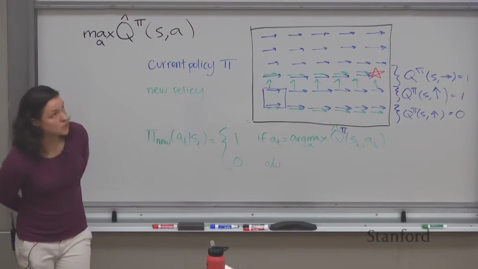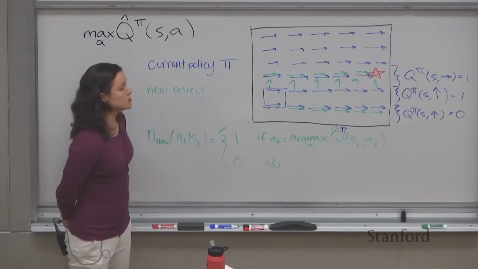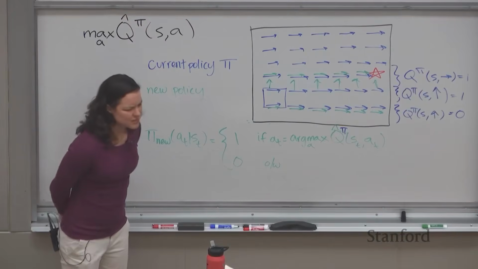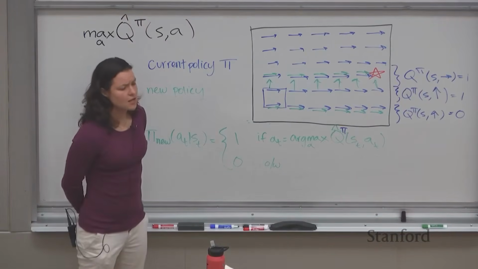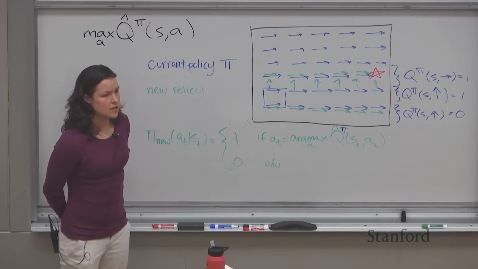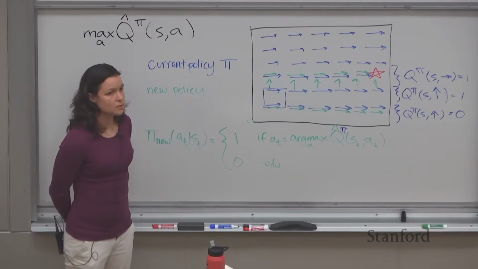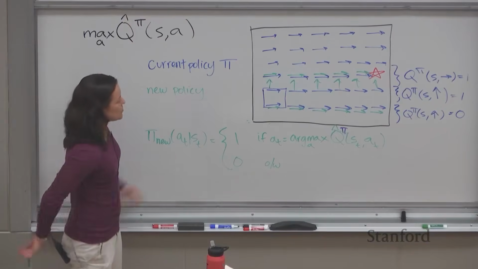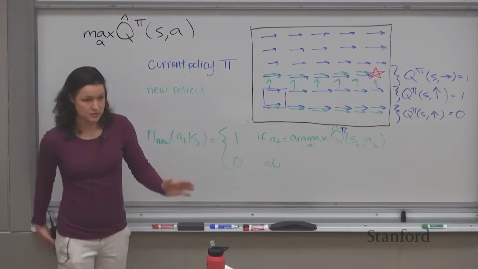Yeah, so the question is, is there a sense that if you're getting closer to the star, the Q would be higher versus not? I actually didn't explicitly define this, but if you have a discount factor that is below 1, then it will get higher as you get closer. Everything I've shown here is with a discount factor of 1 for simplicity.